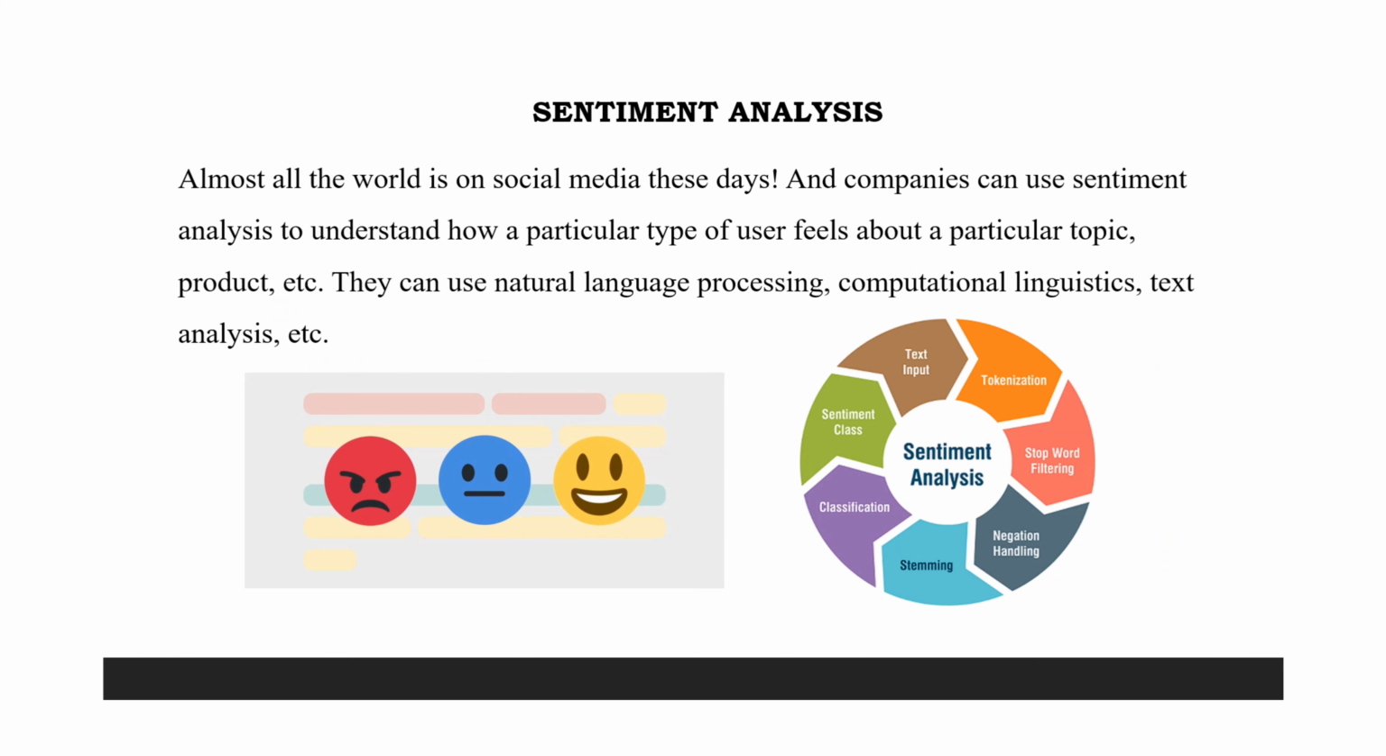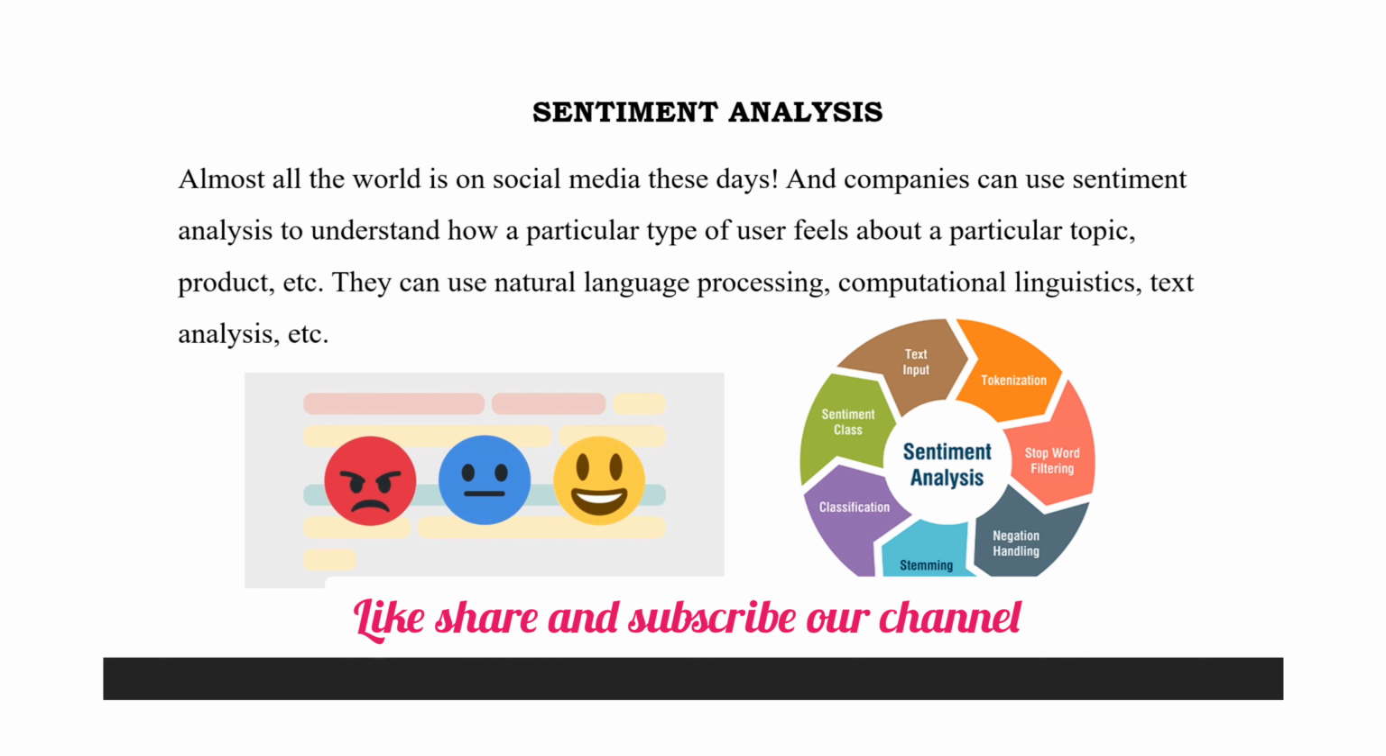And sentiment analysis. Almost all of the world is on social media these days, and companies can use sentiment analysis to understand how a particular type of user feels about a particular topic, product, etc. They can use natural language processing, computational linguistics, text analysis, and so on. Now in the diagram there are three emojis. We can understand the behavior of these emojis. One is angry, second is smiley, and third one is laughing.